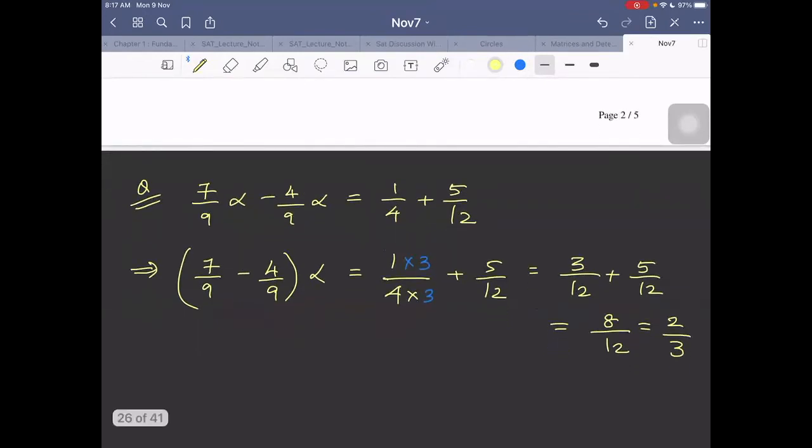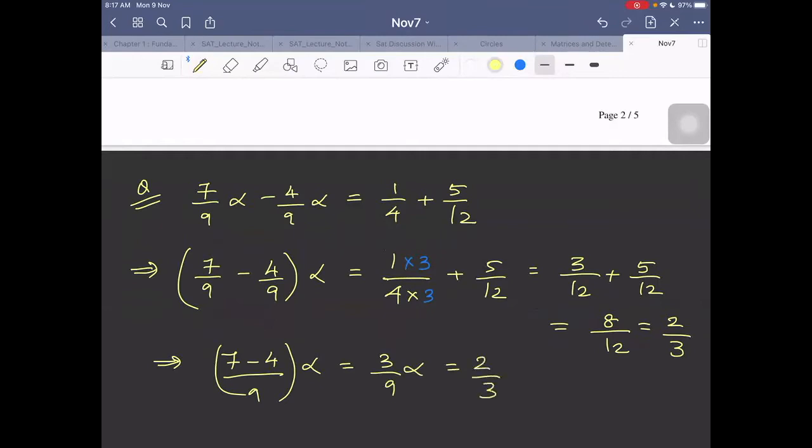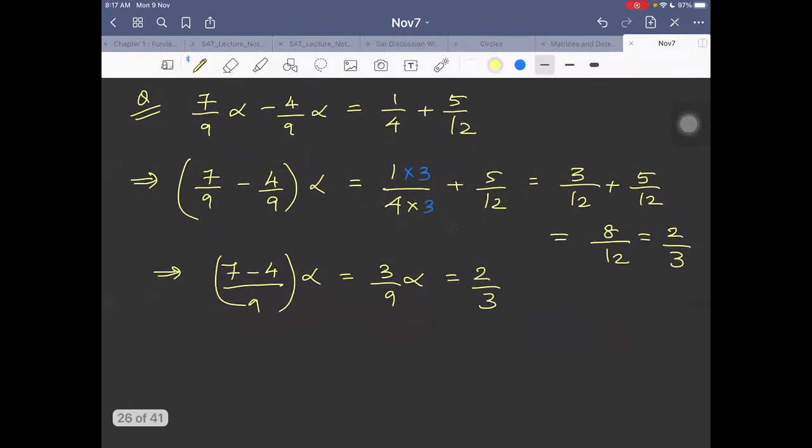And in the LHS, we have 7 minus 4 divided by 9 times alpha, which is 3 divided by 9 times alpha. And on the RHS, we have 2 by 3. So your alpha is going to be 2 by 3 times 9 by 3. And here 3 gets cancelled with 9. So you're left with 2. Cool.